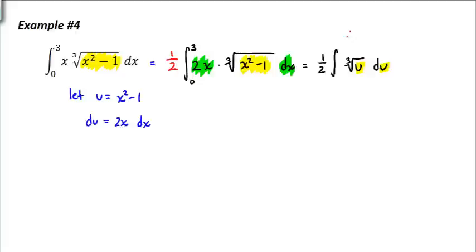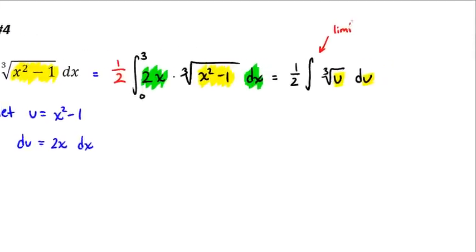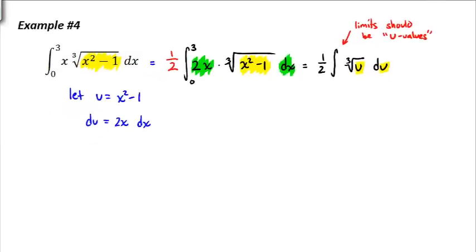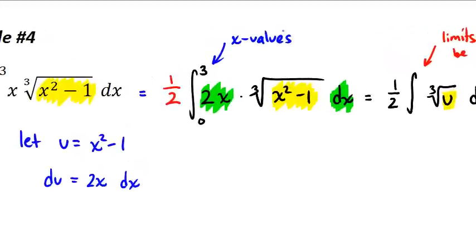But we need to think about what that is going to mean about our limits of integration. The limits should also be u values. Previously, they had been x values, right? If we think again about what this means graphically, we're finding the area between 0 and 3 on the x-axis. We're basically changing this to an integral on some different axis, the u-axis, which we don't really need to think about, but we should realize that 0 to 3 on the x-axis might not be the same thing on this new one. And in fact, we need to change them over.